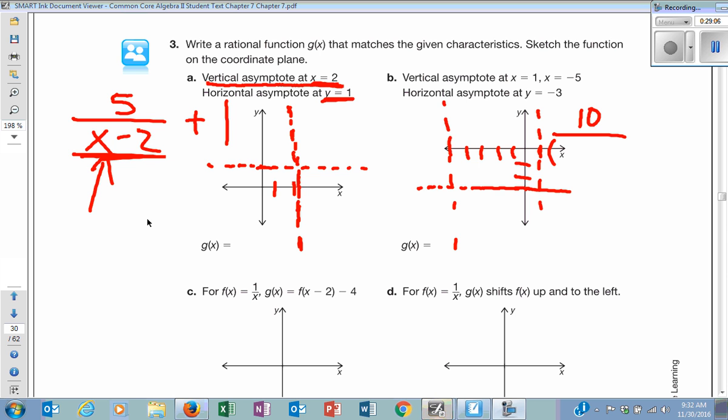So if this was what makes it 0, then the x minus 1 has to be in here, because if I pop a 1 in, 1 minus 1 is 0. If negative 5 is what makes it 0, then I have to put in an x plus 5. That takes care of all my vertical asymptotes. Now for my horizontal asymptote, if I want to move it down 3, then all I do is put a minus 3 out here. Alright?